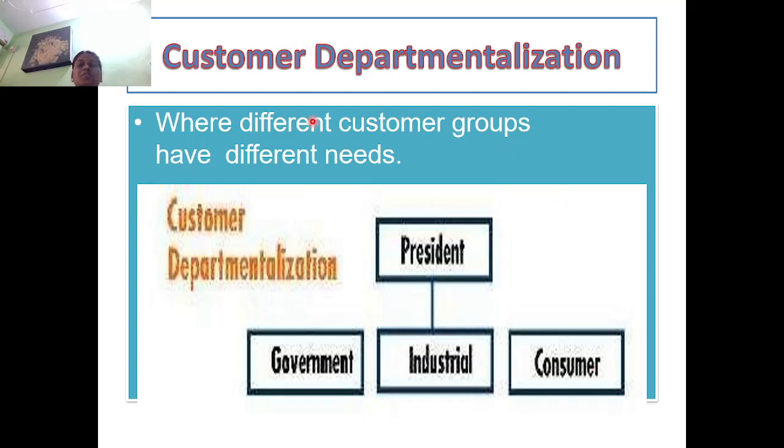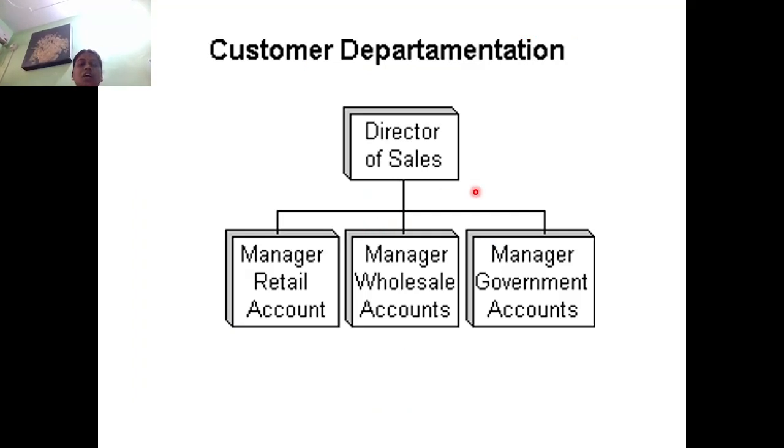Next, customer departmentalization, when different customer groups have different needs. So the president has government, industry, and consumer. For government, there will be separate customers; for industry, separate; and the consumers will be separate customers. So how does customer departmentalization work for a director of sales? Under the director of sales, you have a manager for retail accounts, a manager for wholesale, and a manager for government accounts. So each way, you have different customers.